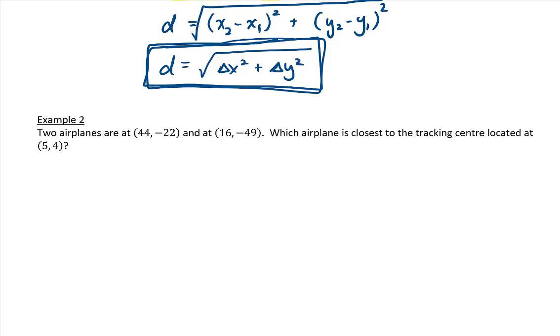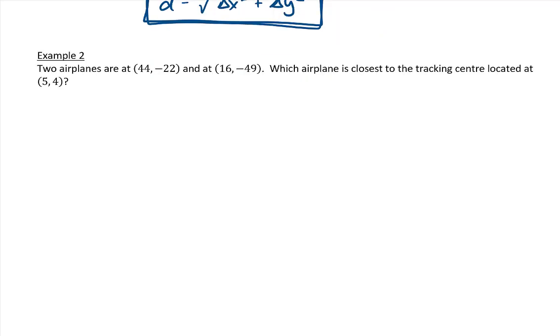Let's now try to use this formula in example 2. So example 2, 2 airplanes are at (44, -22) and (16, -49). Which airplane is closest to the tracking center located at (5, 4)? So let's give these some letters. We'll call this plane A, plane B, and this will be our tracking center. We'll call it C. So if this is point C, the tracking center, then we can say this is plane A and this is plane B. This is just a rough sketch.